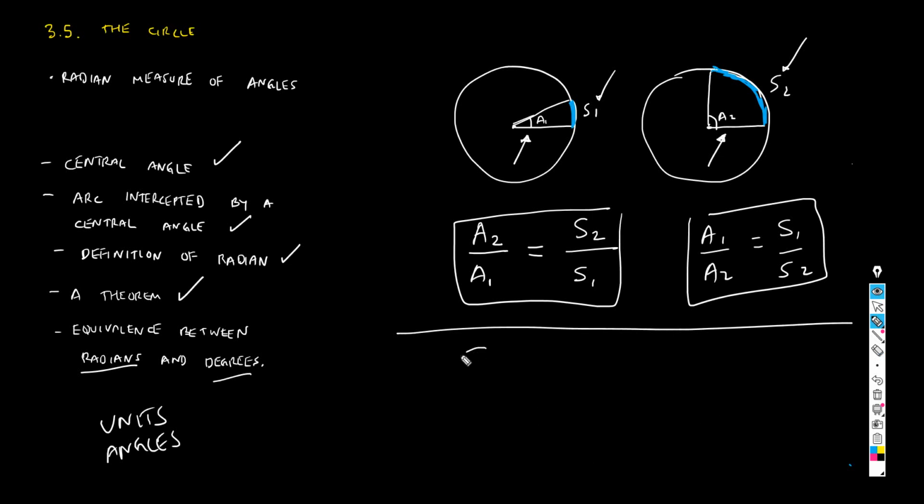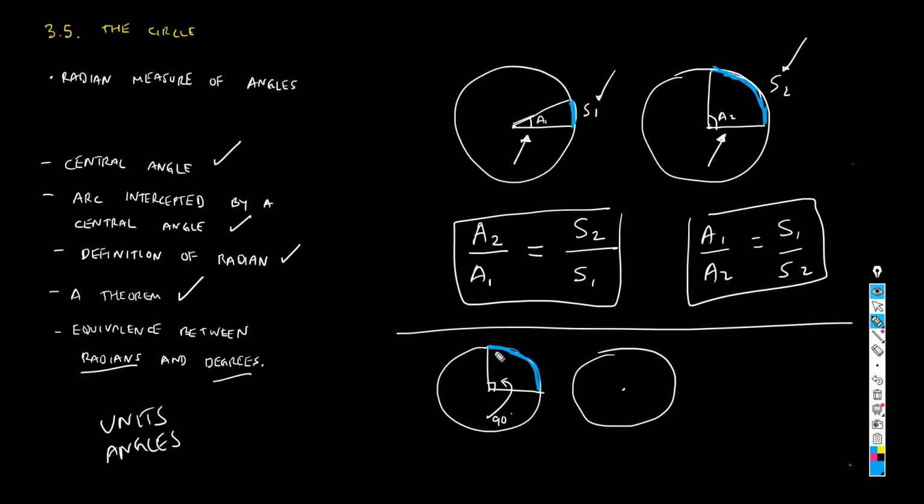So let me draw two circles of equal size, with their centers. And in this circle, I'm going to draw an angle of 90 degrees, which is 1/4 of the whole thing, right? This angle in here is 90 degrees. And this central angle of 90 degrees intercepts this arc, which is 1/4 of a circumference.